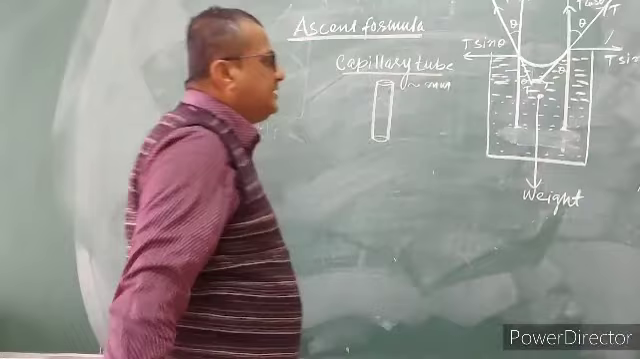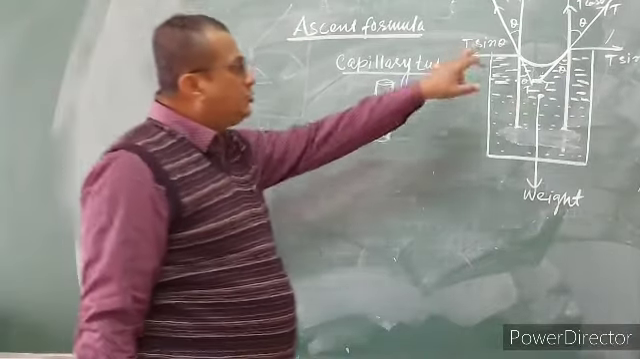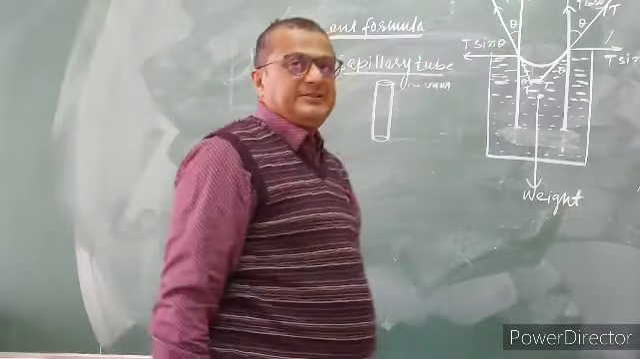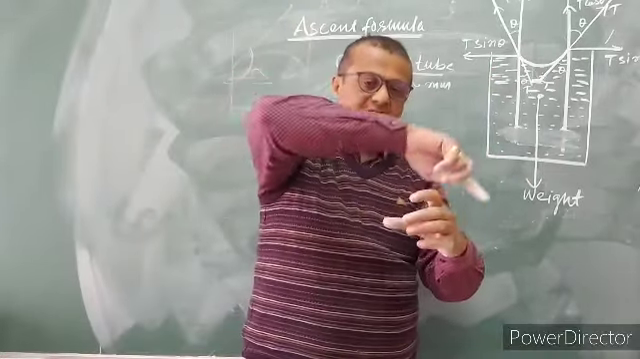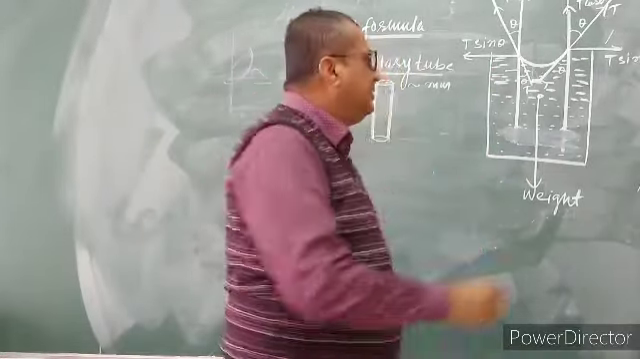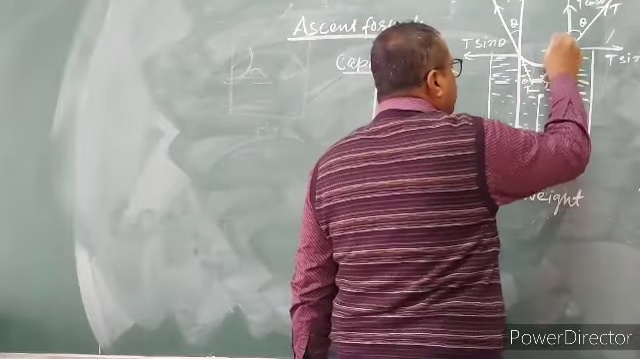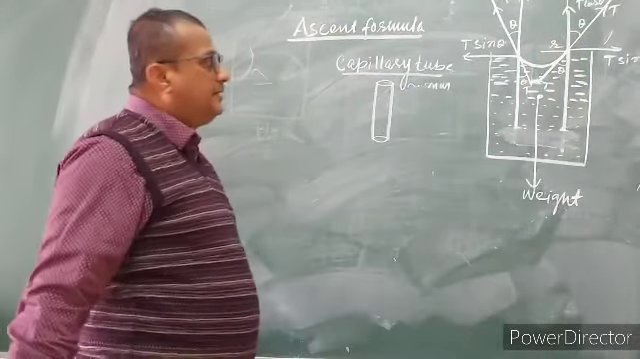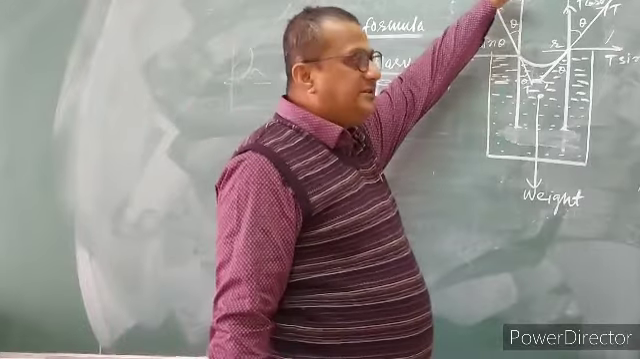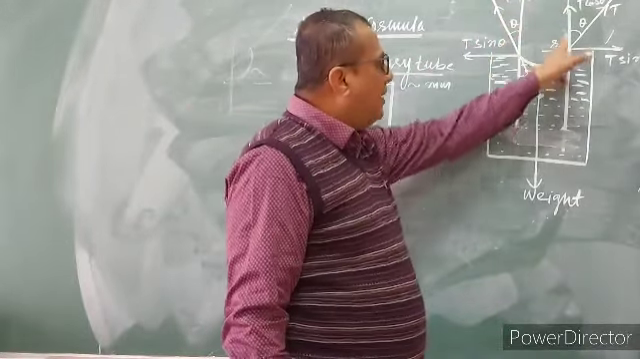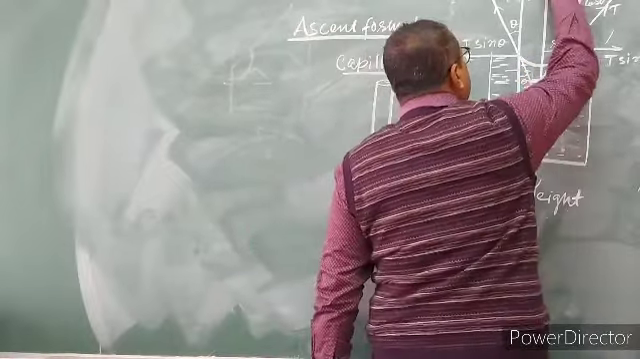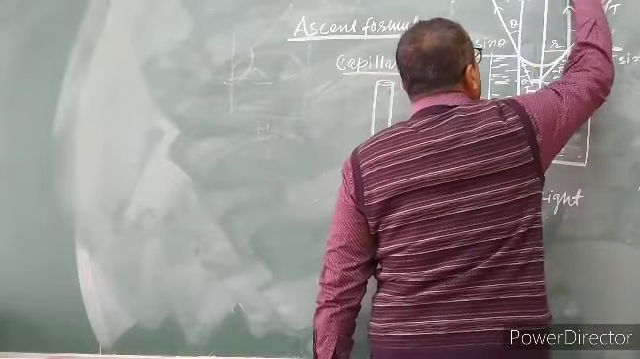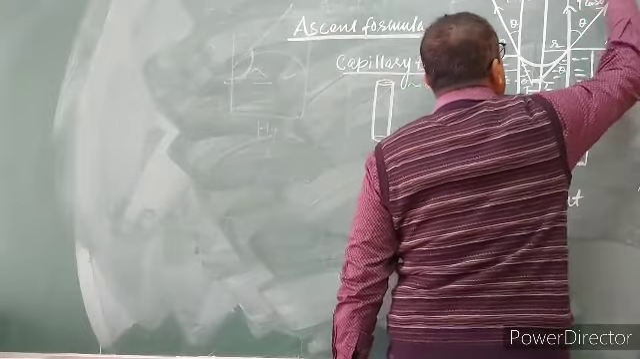T sin theta will be cancelled. Only the T cos theta component will be raised. Actually, there will be a circular circumference. Suppose that this radius is r. Then the upward force acting is T cos theta into 2 pi r. So this is the upward force acting, T cos theta into 2 pi r.